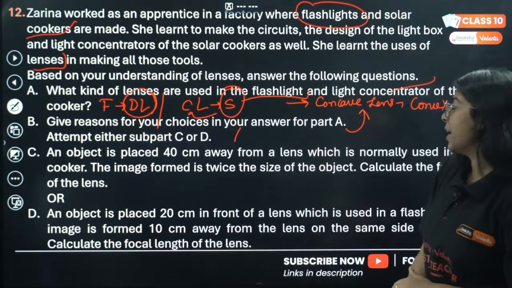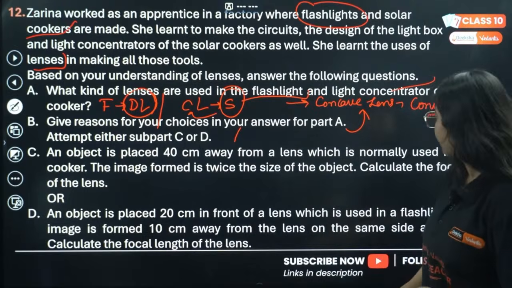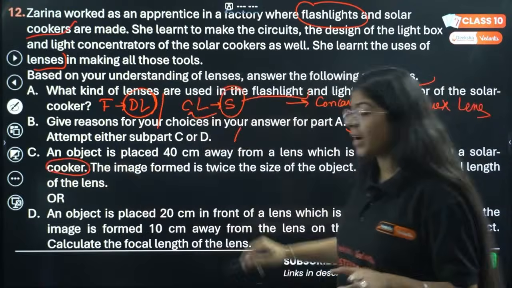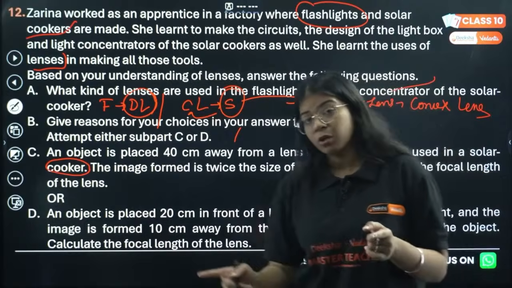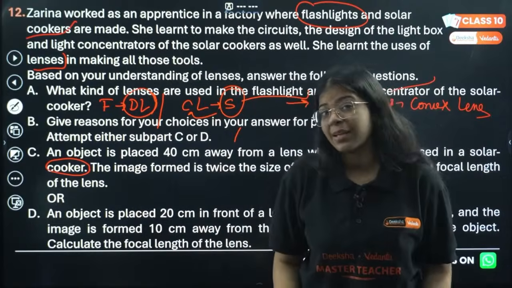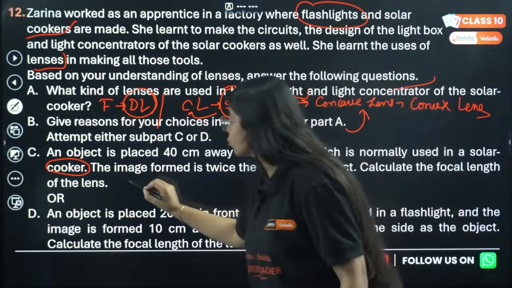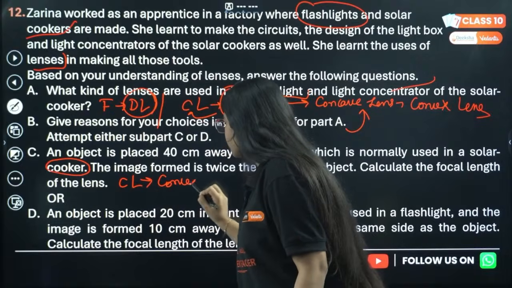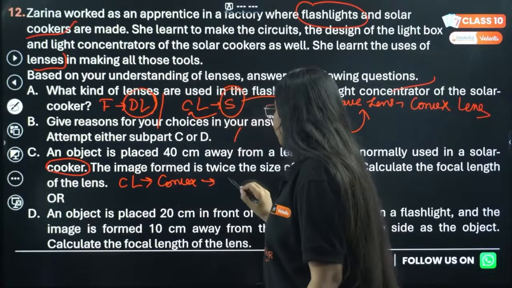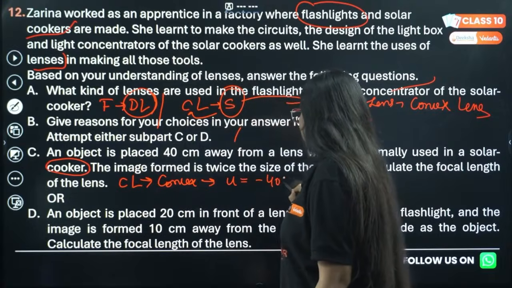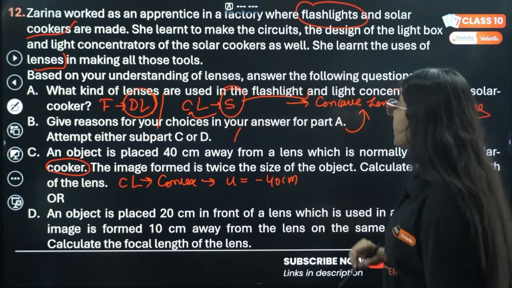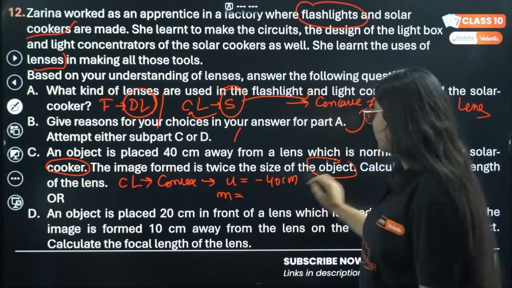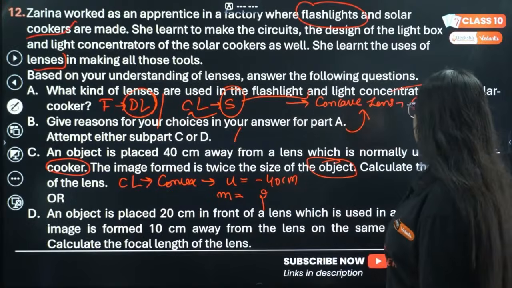An object is placed 40 centimeter away from a lens which is normally used in a solar cooker. See, this is also connected to the first part. If you got the answer wrong to the first part, your whole question will suffer. So the solar cooker uses a converging lens, which is my convex lens, and the object is placed at 40 centimeters, so minus 40 centimeter is u. The image formed is twice the size of the object, so let's just write 2 here. Calculate the focal length of the lens.